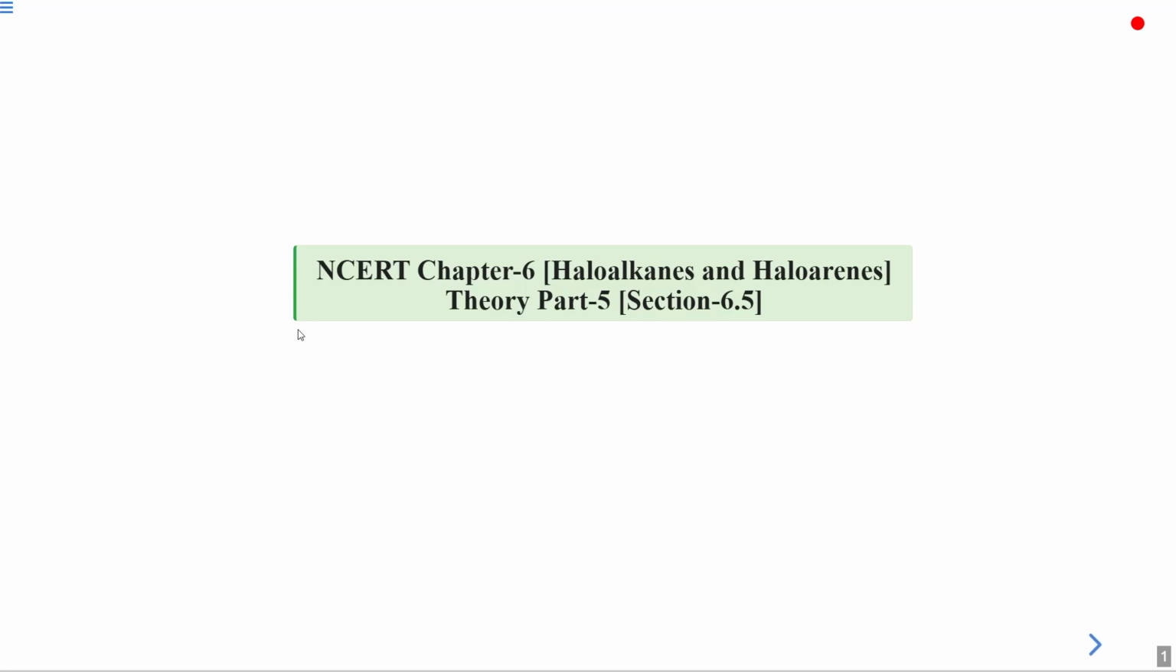Today we are going to discuss the theory part 5 of the chapter Haloalkanes and Haloarenes. So let's begin our today's topic. NCERT chapter 6 Haloalkanes and Haloarenes theory part 5. Today we are going to specifically cover the NCERT section 6.5.